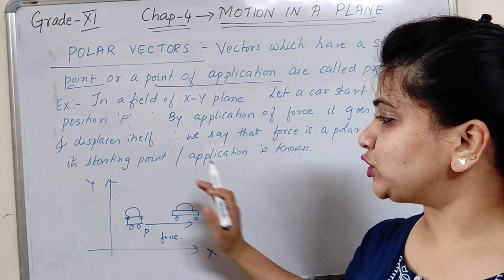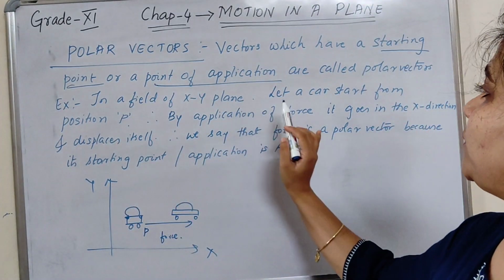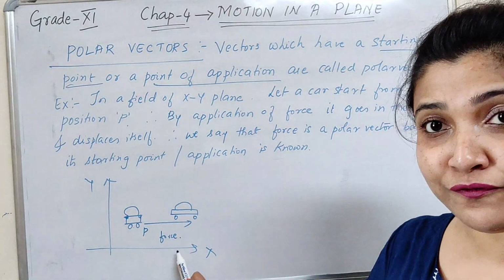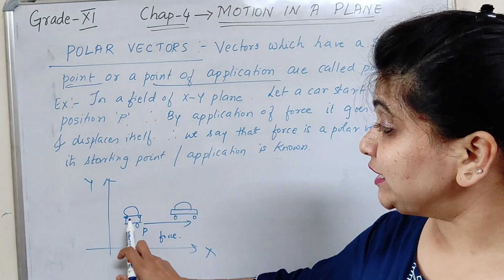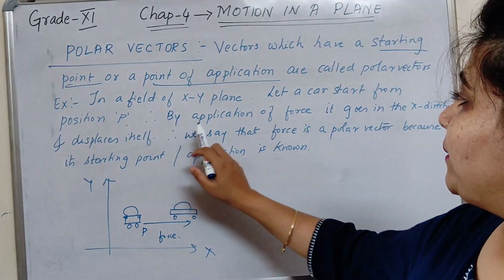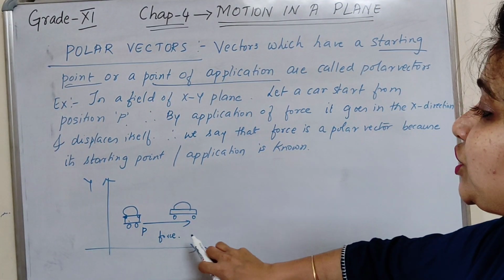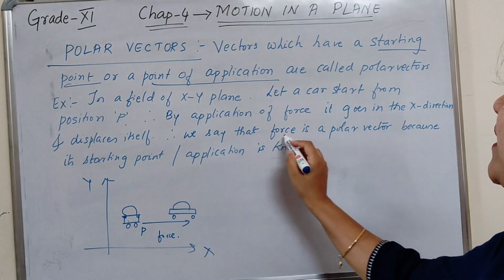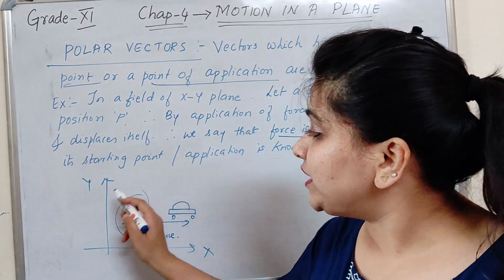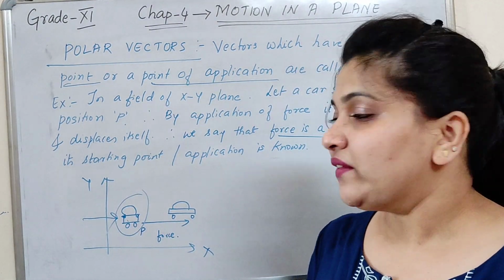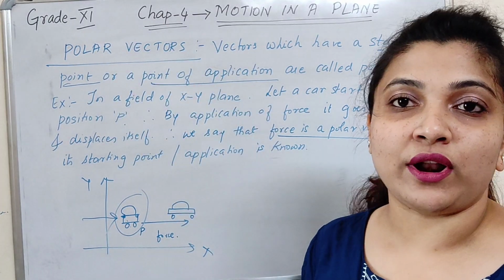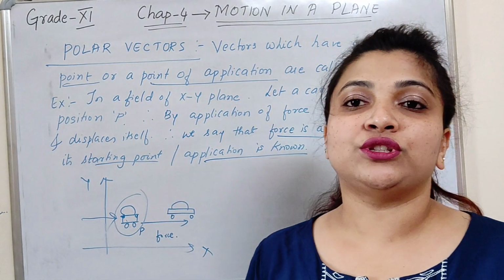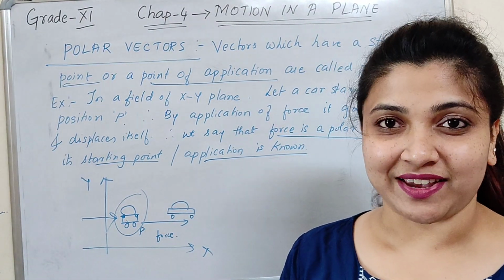Example, let me take this as an xy plane. In this xy plane, let a car start from this position P and go by the application of force. Once force is applied, it moves along its path. By application of force, it goes in the x direction and displaces itself. Therefore, we can say that force is a polar vector. Why? Because the starting point of this force is known. Such vectors are called polar vectors, where the starting point of application is known.